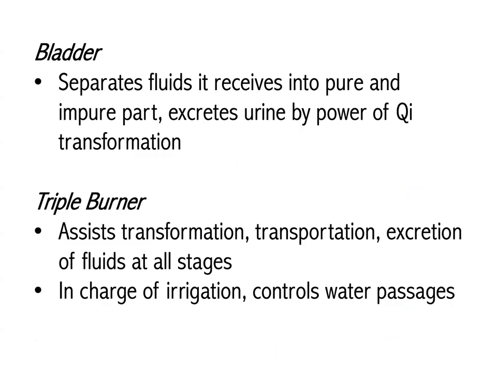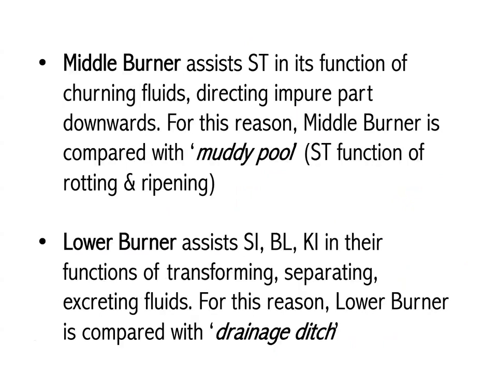Next is the bladder. It separates fluids it receives into pure and impure part. Excretes urine by power of qi transformation. Next is the triple burner. It assists transformation, transportation, and excretion of fluids at all stages. In charge of irrigation, controls water passages.